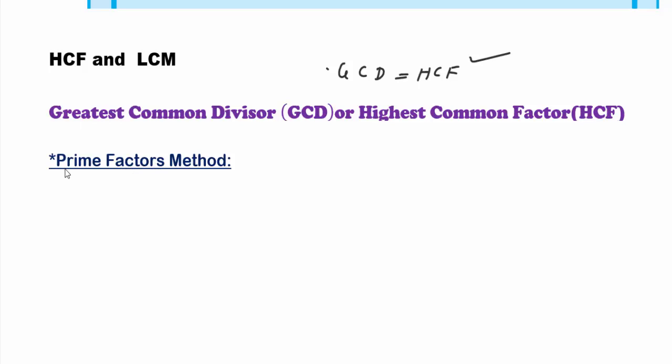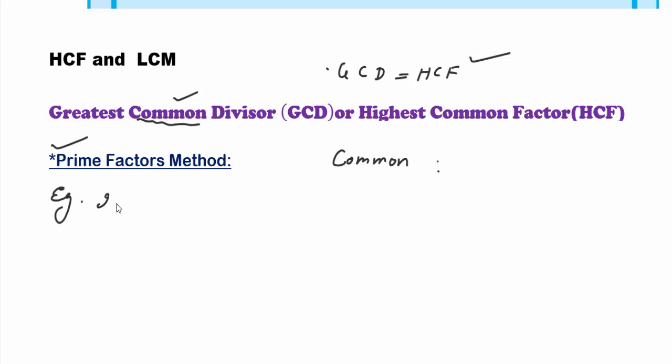The first method is the prime factors method. Students, greatest common divisor means what? Common things. We need a minimum of two numbers, then we are able to find out the common thing. When we have a minimum of two numbers, then we are able to find out the common factors, then we can find out the highest common factor or greatest common divisor. So students, to find out the common divisor or common factor, it is important to factorize the number in terms of the prime factors, then we can use the prime factors method.